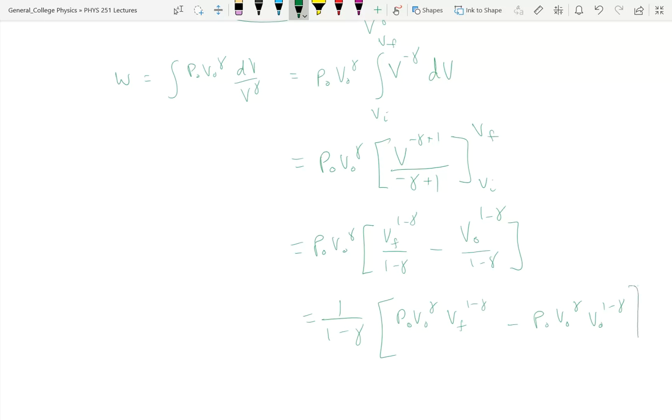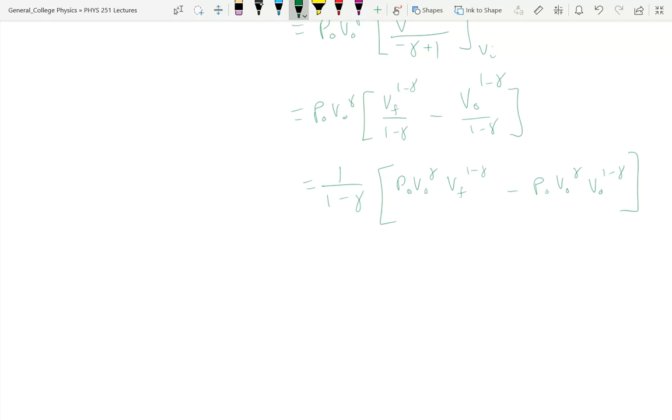Let's start on the right. What do I have when I have v to the gamma times v to the 1 minus gamma? What do I do in that case with the exponents? I have x to the 5th times x to the 4th. What does that equal to? You add the exponents, the x to the 9th. So that's what we'll do here. We add gamma to 1 minus gamma, and we're left with v to the 1, right?